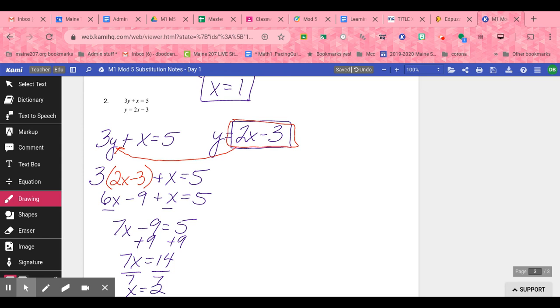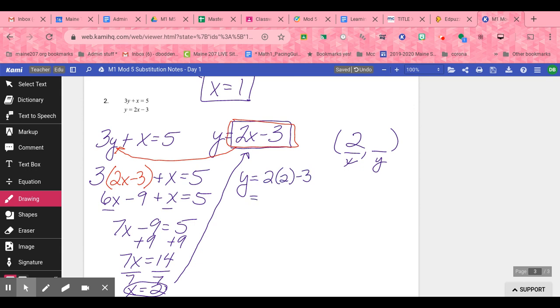And remember, the goal is to find that ordered pair, (x, y). And I just found that x was 2. Now I've got to take that x value, substitute it back into that first equation we started with. So y equals 2 times 2. And this is going to let me find the y value that goes with that x value. 4 minus 3. y is 1. And there is my ordered pair that is the solution to the system.